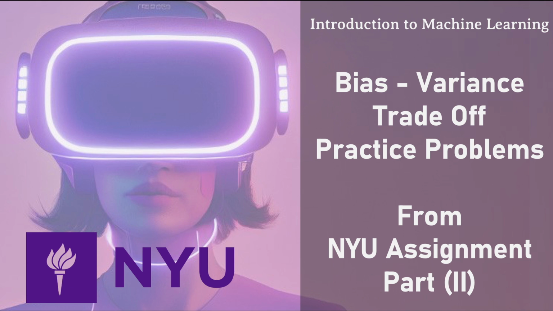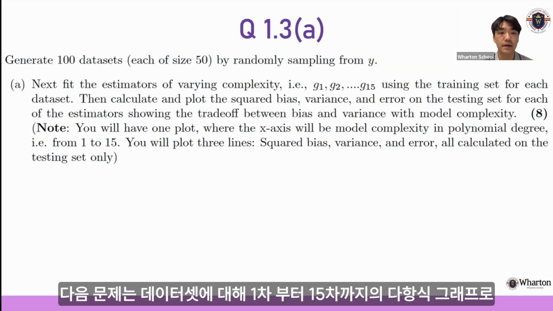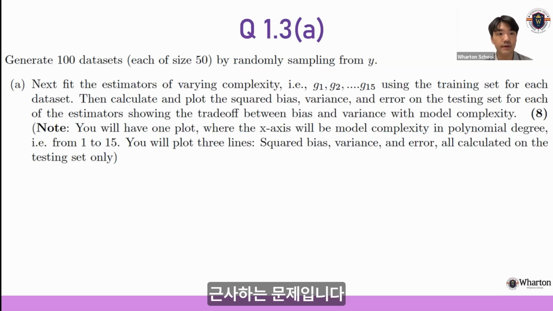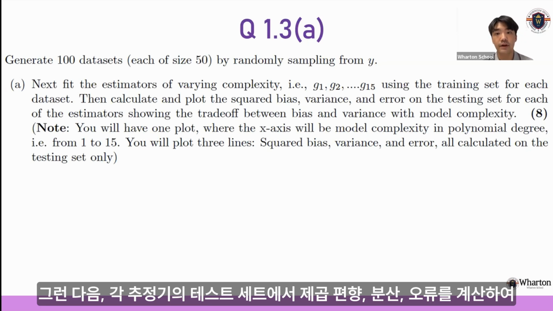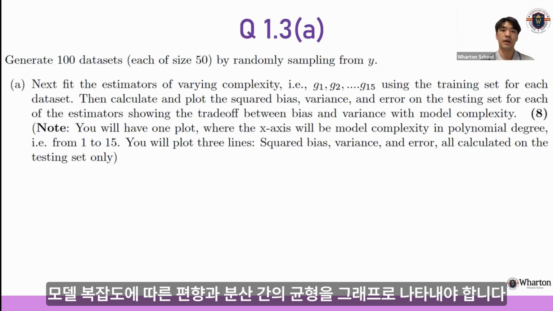Today, we're going to continue on the practice problems that we worked on last time. Fit the estimators of varying complexity, so from degree 1 to 15, using the training set for each data set. Then we have to calculate and plot the bias, variance, and error on the testing data set for each estimator, showing the trade-off between bias and variance with model complexity.